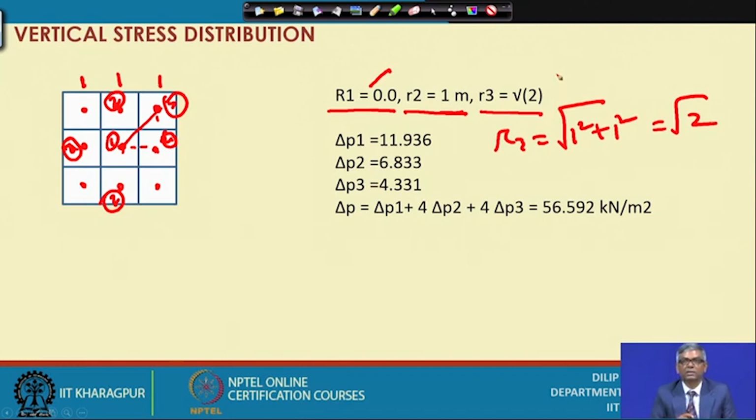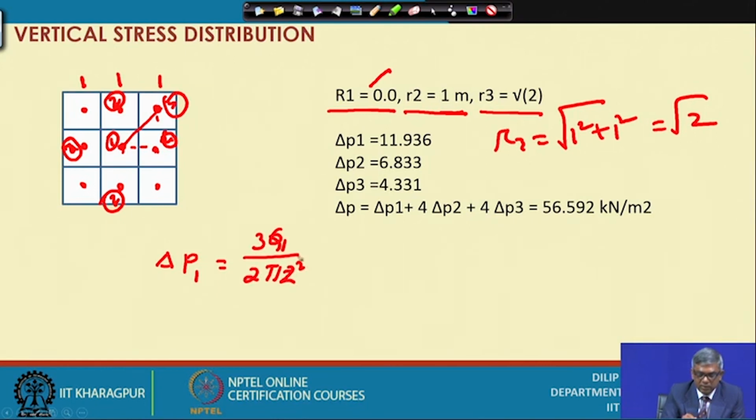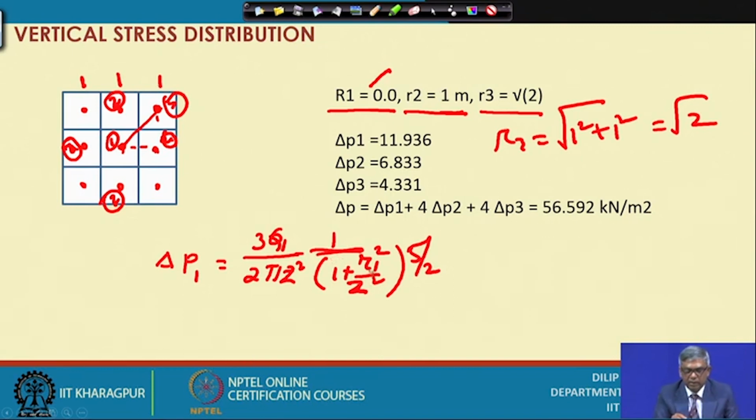So, 3 different R's are shown: R1, R2, R3. R1 is 0, R2 is 1 meter, R3 is root 2. Now, I can find out del P1. Del P1 will be equal to 3 Q1 by 2 pi z square, 1 by 1 plus R1 by z square to the power 5 by 2, and R1 is 0.